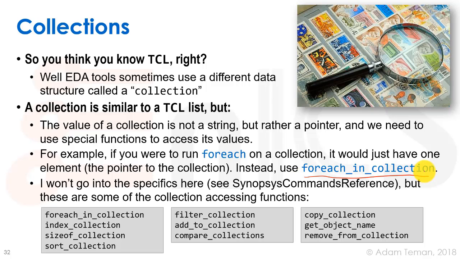Here's a short list of the different things that you can do with collections. For example, index_collection is similar to what would be lindex in Tcl to show what the nth index in a Tcl list is. You would use index_collection with n to show what the nth member of a collection is, or sizeof_collection is like llength, and so forth and so on. One of the important ones is get_object_name, which allows us to return the name, what we often call the collection, that means something and not just the pointer to that collection.